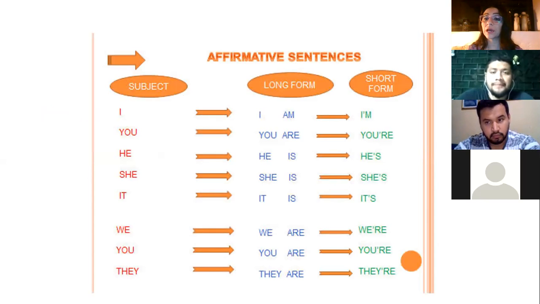And the short form? I am. All right. I am. Very good. Okay. For you? You are. You're. Excellent. Very good. He. He is. He's. Very good. For she? She's. She's. Very good. Yes. It is. It. Very good.